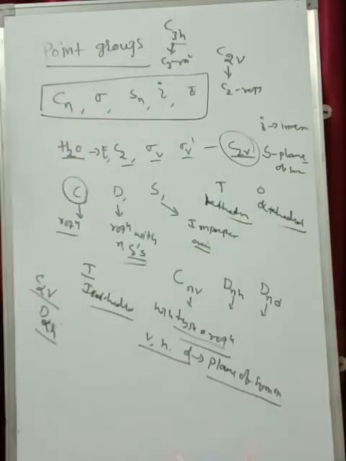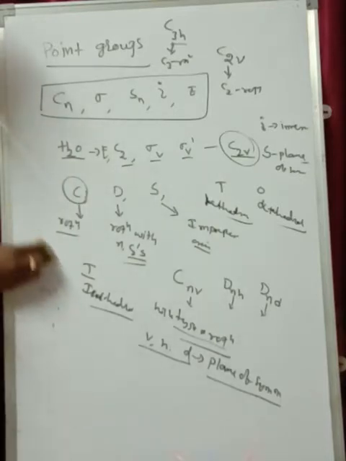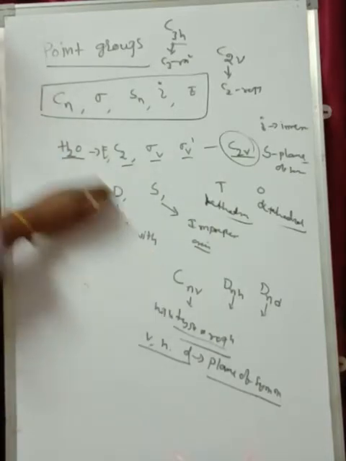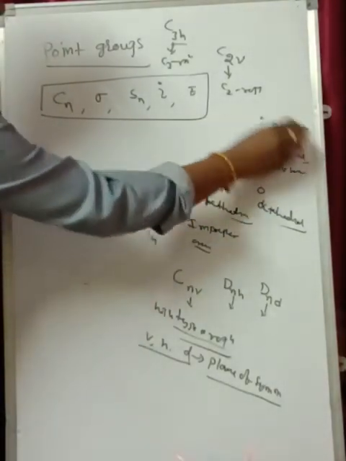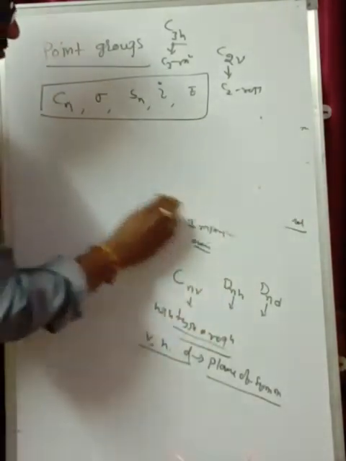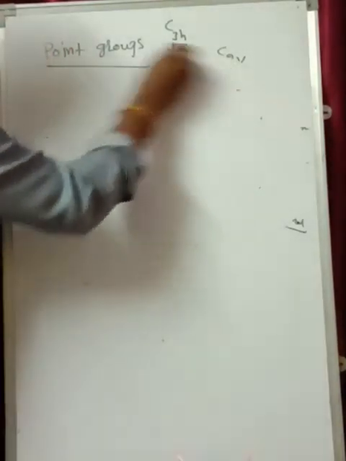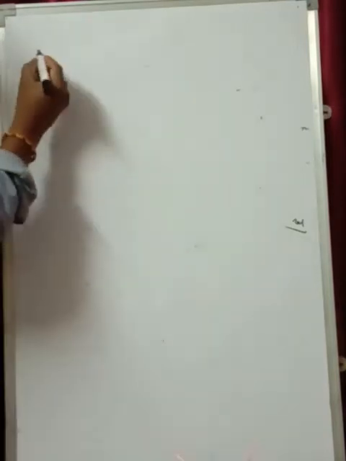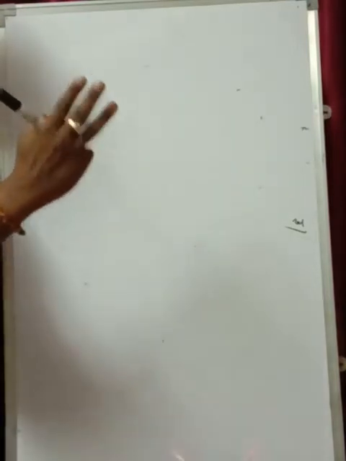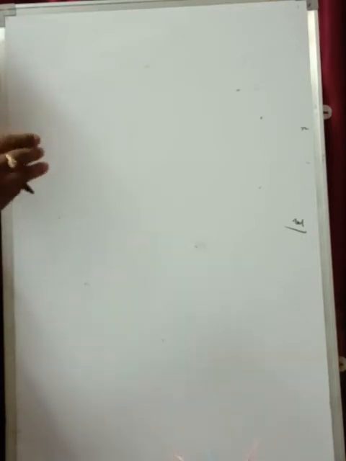Now let us take the classification of point groups. To make it very simple, the molecules are categorized into three different types. To understand the point groups in the simplest way, molecules are categorized into three different types based on the number of symmetry elements present in them.